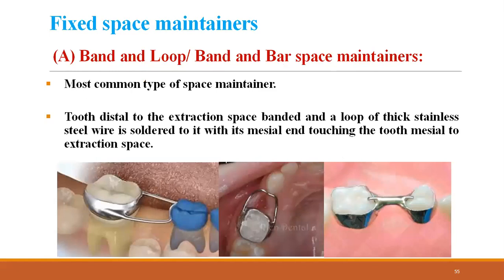Next, fixed space maintainers. First, the band and loop or band and bar space maintainer. This is the band and loop space maintainer. This is the band and bar space maintainer. This is the most common type of space maintainer. In this, the tooth distal to the extraction space is banded, and a loop of thick stainless steel wire is soldered to it, with its mesial end touching the tooth mesial to the extraction space.